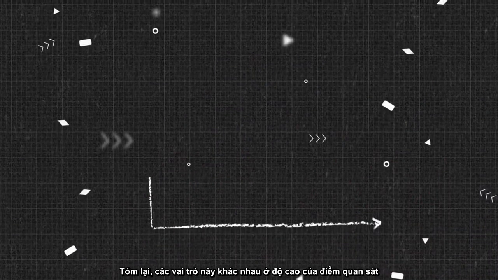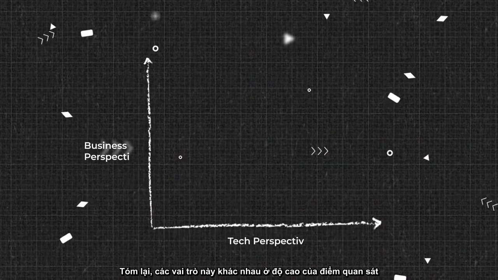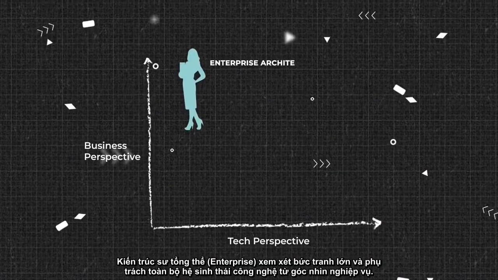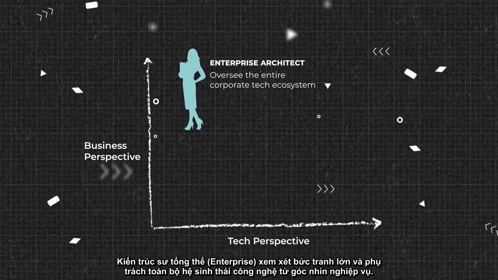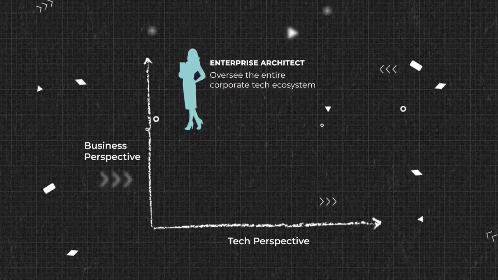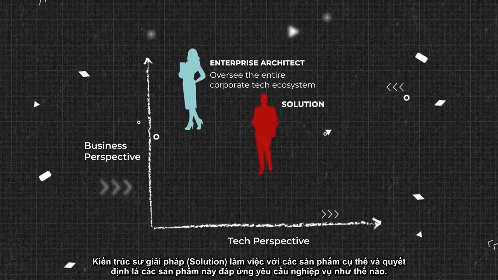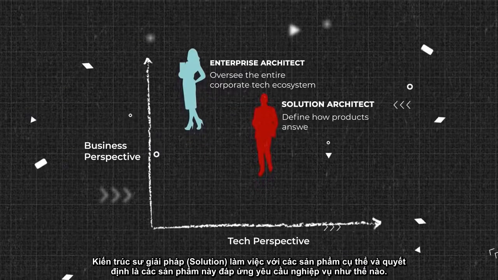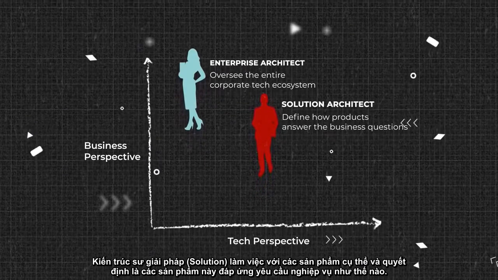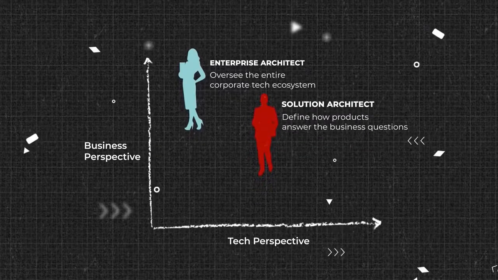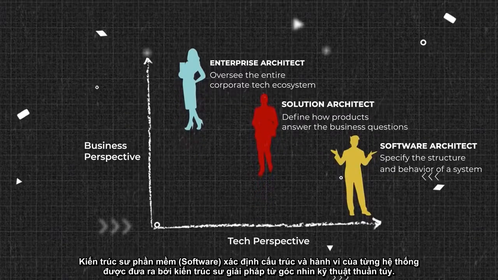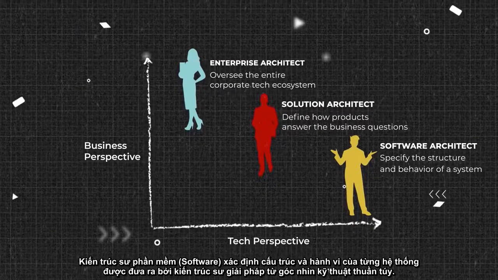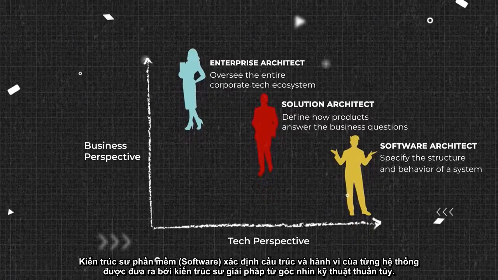Ultimately, the roles differ in how high their vantage points are. Enterprise architects consider the big picture and oversee the entire corporate tech ecosystem from the business perspective. Solution architects work with specific products and define how they answer the business questions with technology. Software architects specify the structure and behavior of a system described by solution architecture from a technical perspective only.